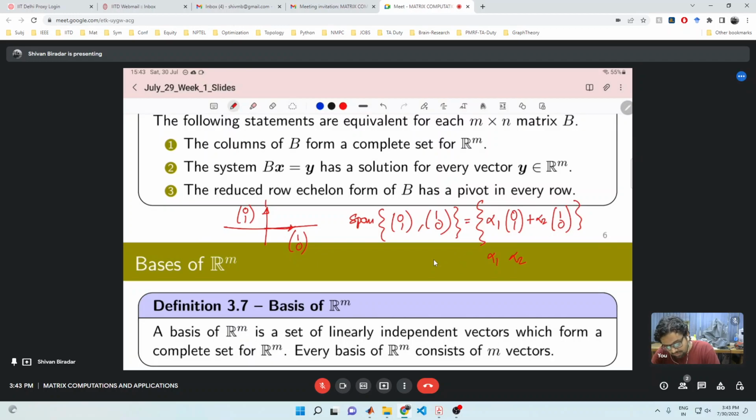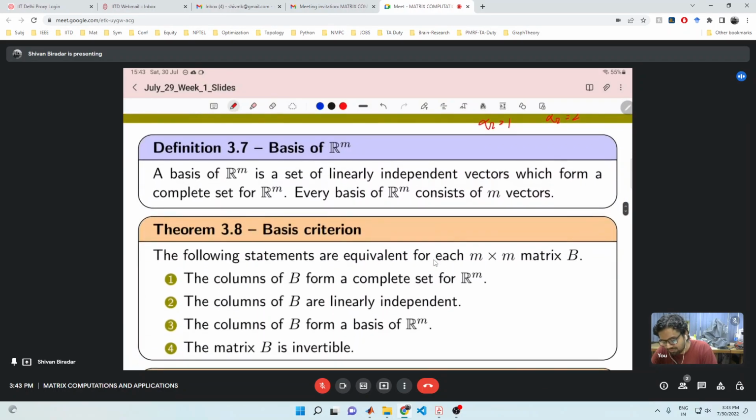This set has an infinite number of elements, because you can take any value of alpha 1 and alpha 2 and generate vectors in this space. Like if alpha 1 equals 1 and alpha 2 equals 1, then you will get this vector. If alpha 1 equals 2 and alpha 2 equals 2, then you will get this vector. So this is your span. Basically, span is the set of all the linear combinations of the vectors.